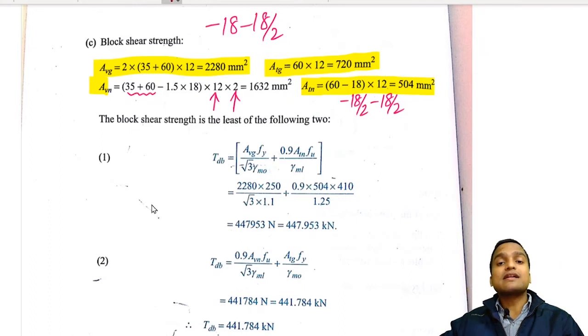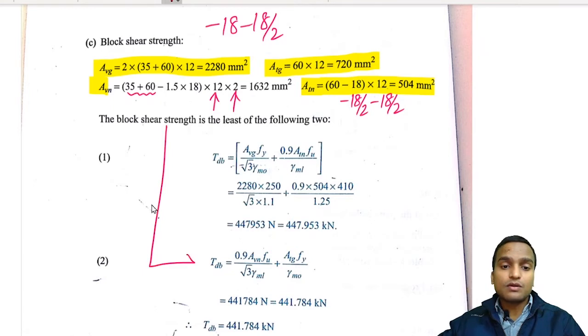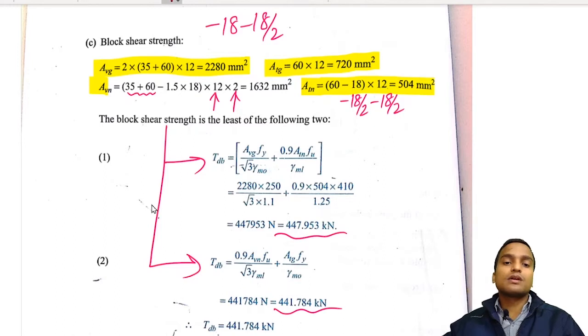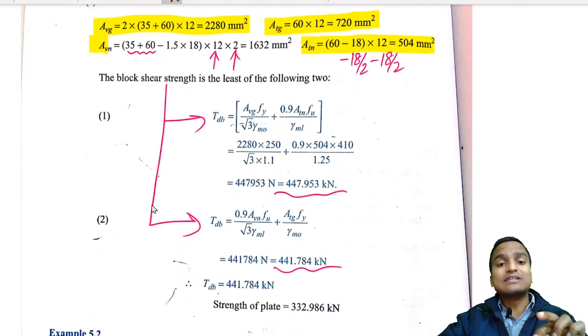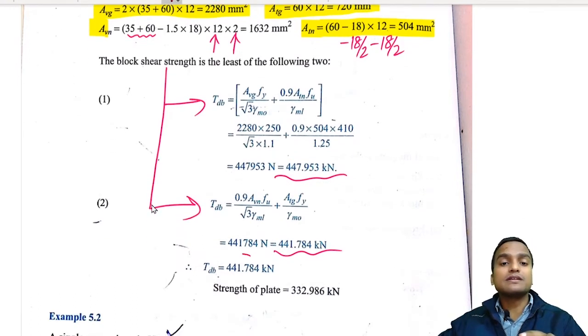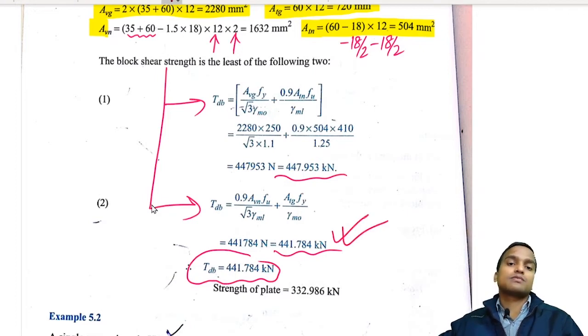Okay, and if you use all these values of 4 areas in these two formulas, then you get these two values of strength. Now the minimum of these two values of TDB will be considered the final value of block shear strength TDB. So if we see, this one is the minimum of these two. Okay, so TDB is equal to 441.784 kilonewton.